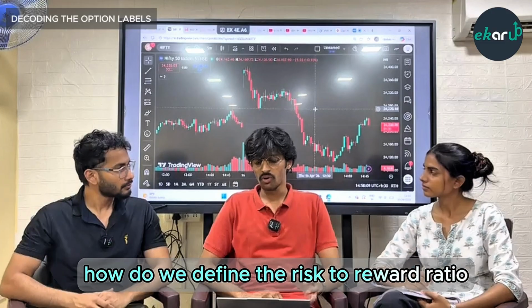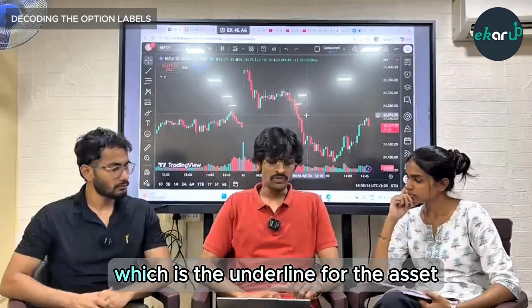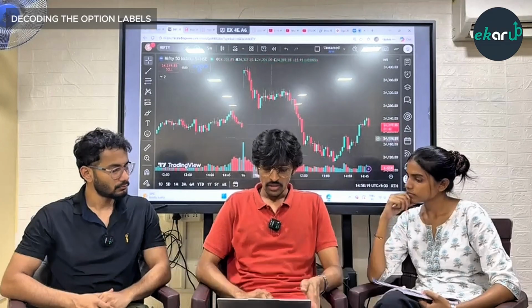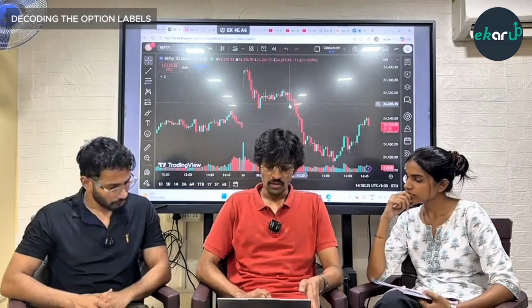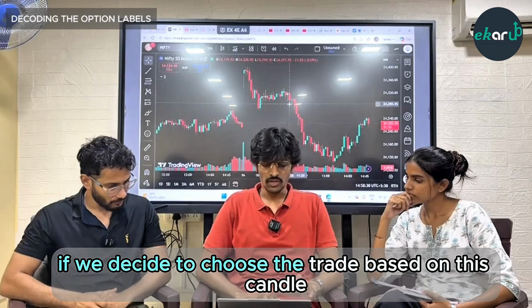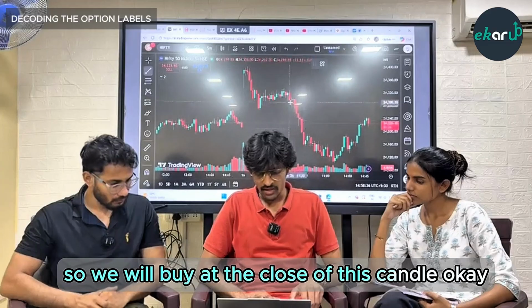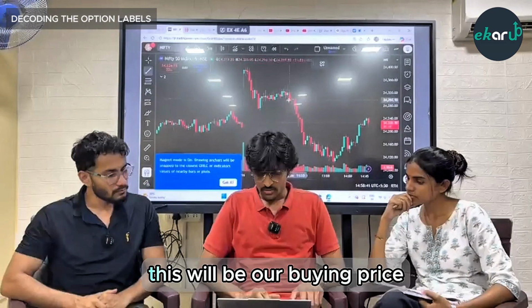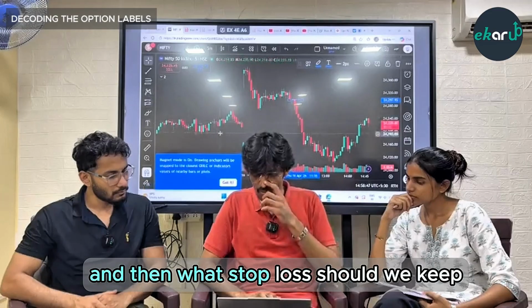How do we define the risk to reward ratio? For example, this is today's Nifty chart, the 5-minute chart of Nifty, which is the underlying for the asset which we have chosen for trading. Now you can see here, if we decide to take a trade on this specific red candle, based on our analysis, whatever it may be, what is the buying point here? We will buy at the close of this candle. This will be our buying price, executed in options. And then what stop loss should we keep?